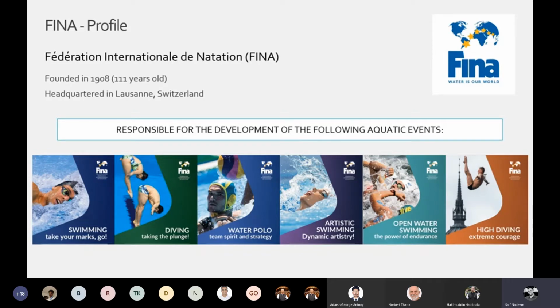As of 2020, FINA oversees the competition in 6 aquatic sports, namely swimming, diving, artistic swimming, water polo, open water swimming, and high diving. The reason I brought up as of 2020 is because the sport of high diving has been added to the FINA disciplines as late as 2013. So that's fairly new.